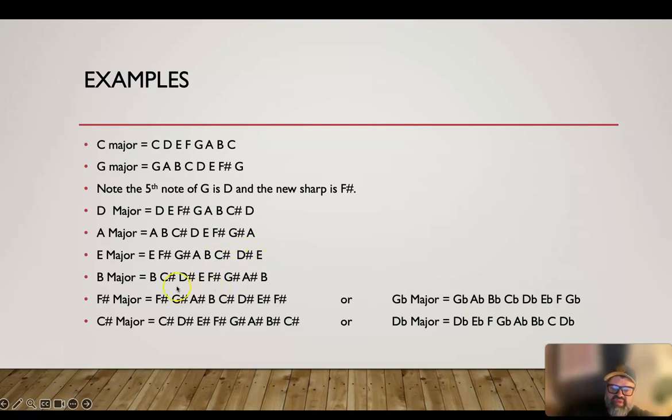Then we move forward to B, which is the 5th note of E. B has F sharp from the G scale. It has the C sharp from the D scale, G sharp from the A scale, and D sharp from the E scale, plus 1 new one, A sharp.